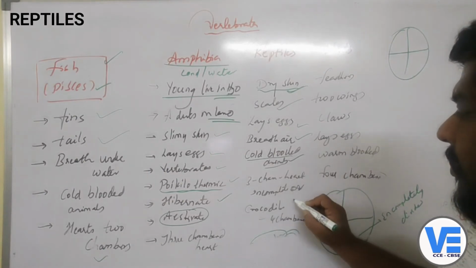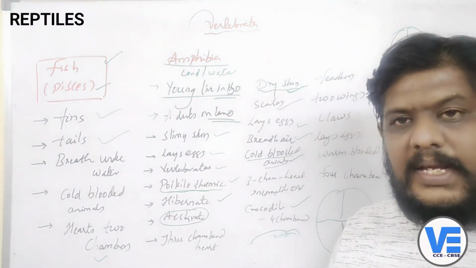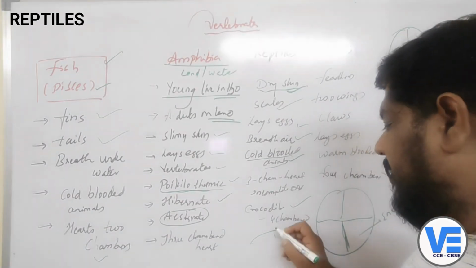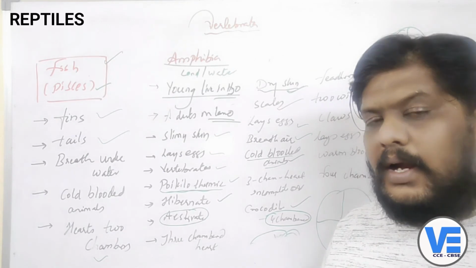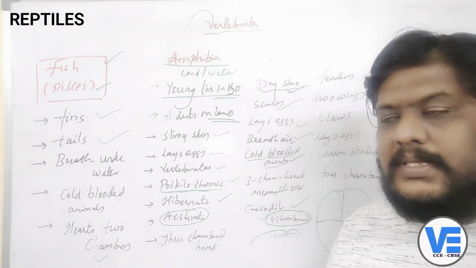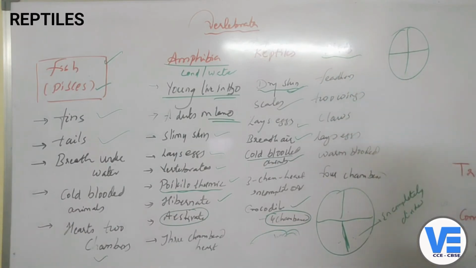And when you come to the crocodile, even though the crocodile is also a reptile, it still has a four-chambered heart, with complete division of four chambers. That's what you can easily observe. And now coming to the birds.